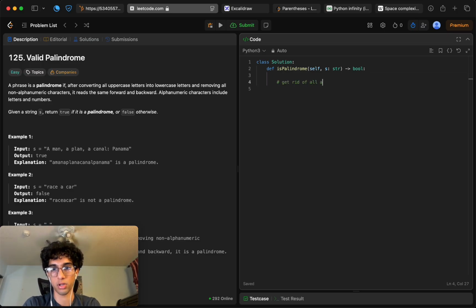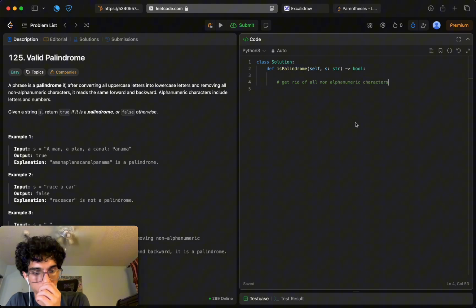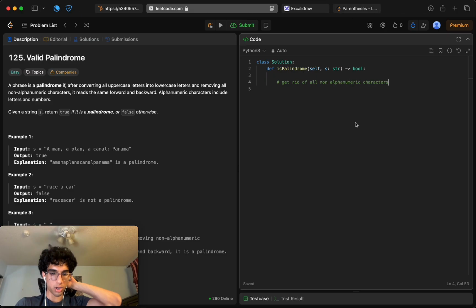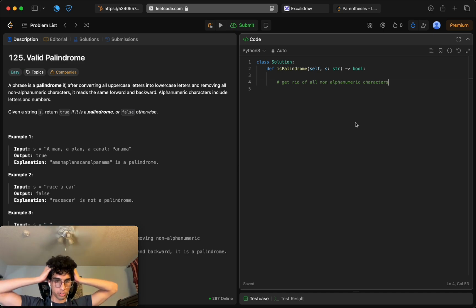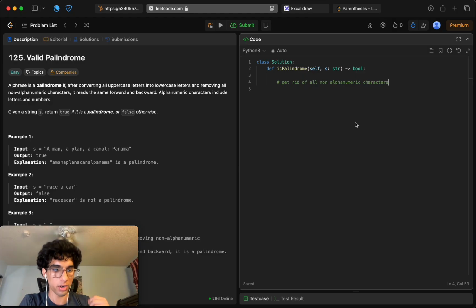Get rid of all alphanumeric characters. I think there's a Python function to check if a character is non-alphanumeric or not. So, what could we do? Okay, I'm thinking of too many. I'm thinking of what's the best way to do this? Let's think of one way to do this and improve on that first.